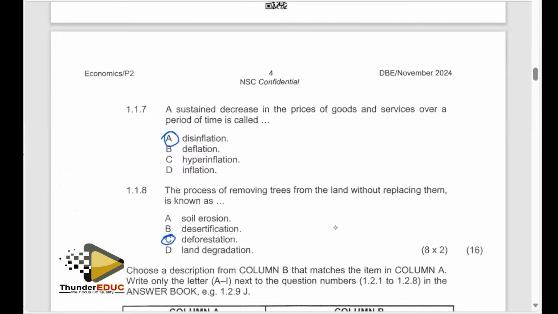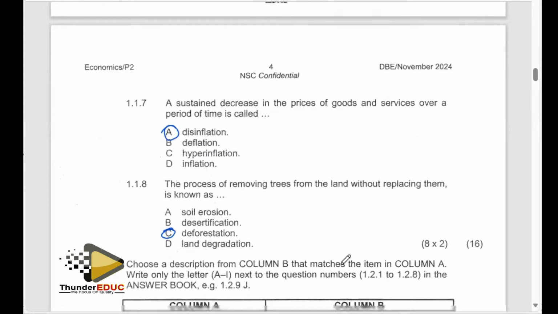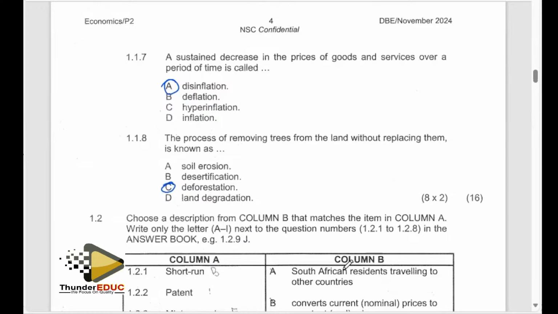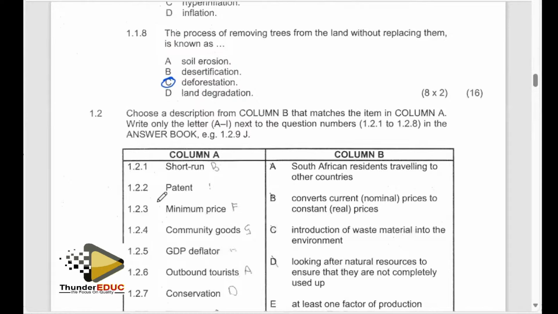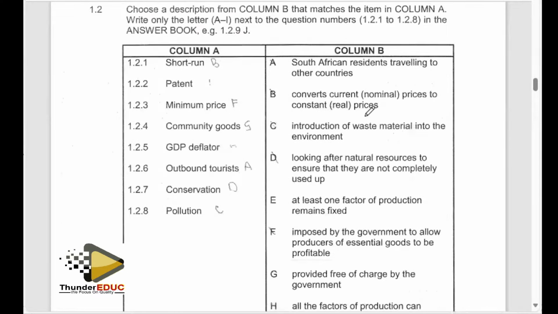Okay, right. So now let's move on to 1.2. So now 1.2 reads as follows. Choose a description from column B that matches the item in column A. And then you are expected only to write a letter from A to I as indicated on the question. Okay, right. So now under column A, we have the concepts given. Column B, remember, you can actually be given the features, functions, also types and the likes.